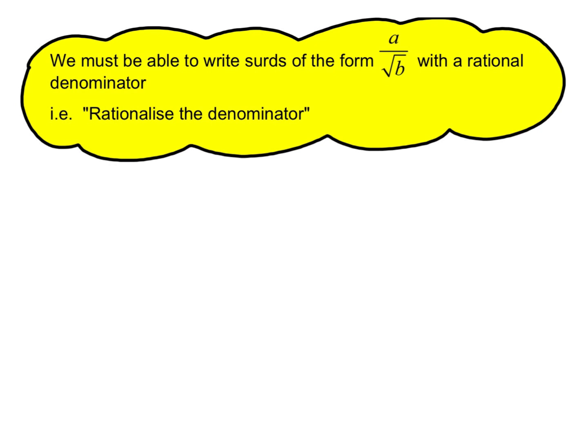Now a couple of things are going to come in really handy here. The first thing to understand, and it should be no surprise to you, is that when you multiply something by 1, it does not change the value of it. So 5 times 1 would remain as 5. X times 1 would remain as x, and so on.